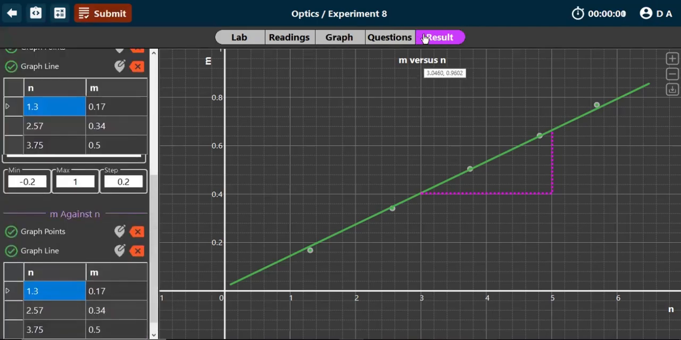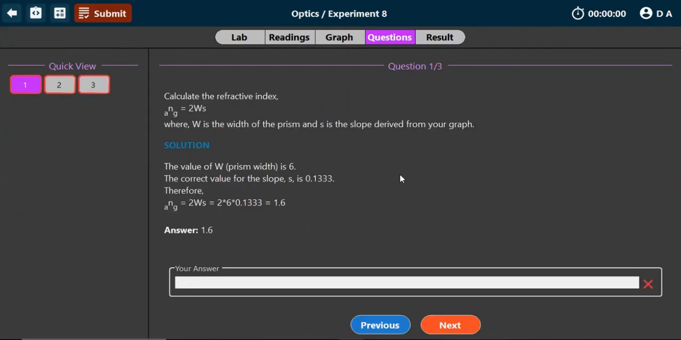So now let's answer the question that follows. To calculate the refractive index, we multiply 2 by W by S. Mind you, I've already submitted this so I can see the solution. The W is the width, as I said earlier, and in our case, the width is 6, which I noted at the beginning. Then if you multiply that with our own slope, we got 0.13, but the ideal slope in this case is 0.333, which is very close to ours. So eventually you will get something close to 1.6.